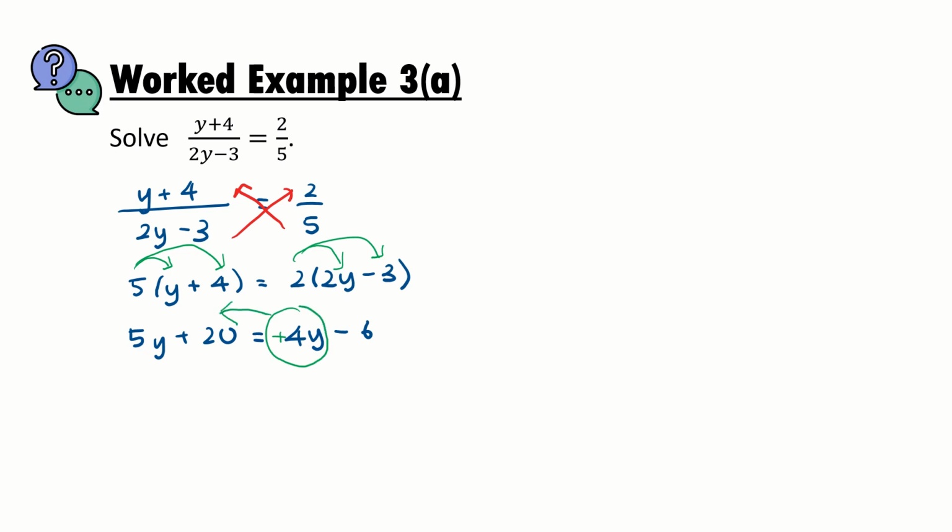Bring it over to the left, and then my positive 20 over here, bring it to the right. So I will have 5y minus 4y equals to negative 6 minus 20. Sorry, my writing seems to hinder my working. So plus 20 over to the right. So 5y minus 4y is just y, and negative 6 minus 20 gives us negative 26. And therefore, in this question, we get the answer y equals to negative 26.